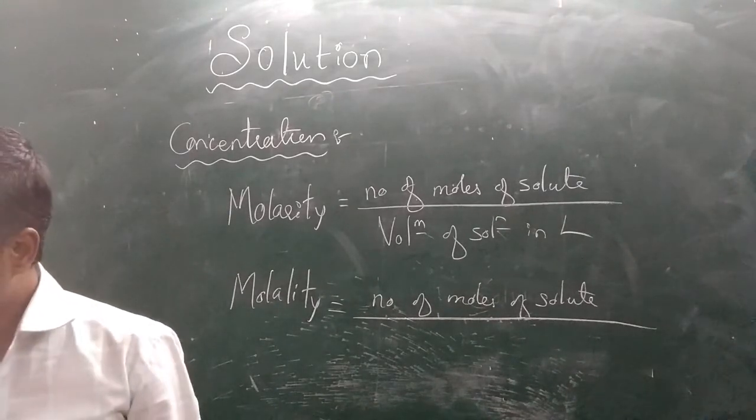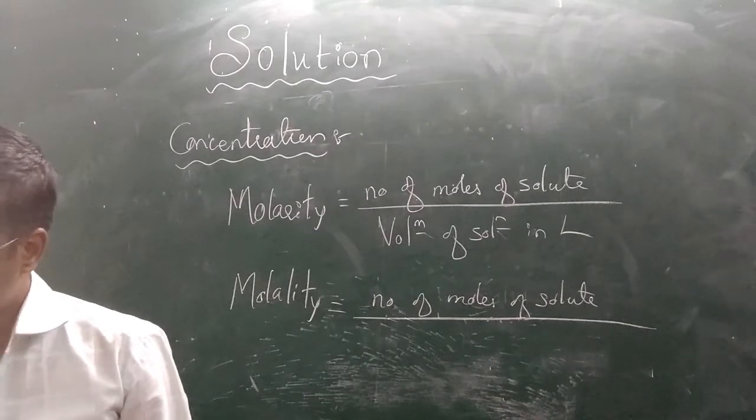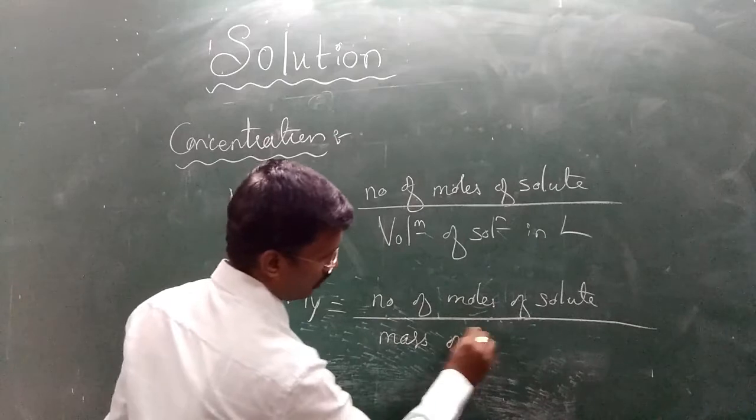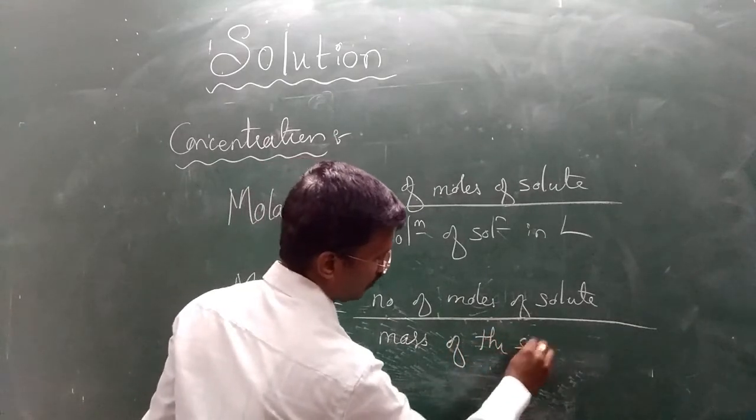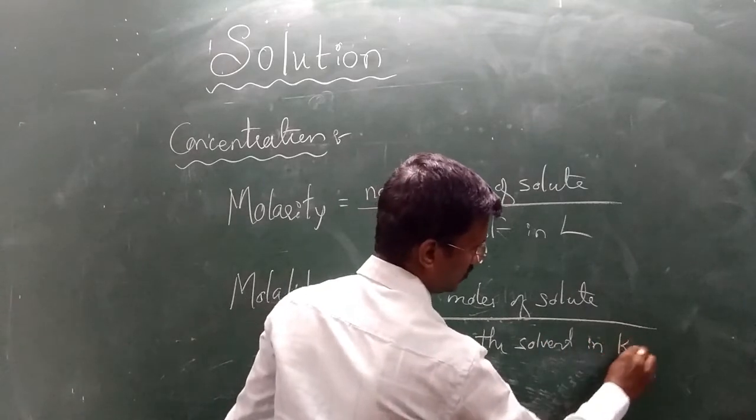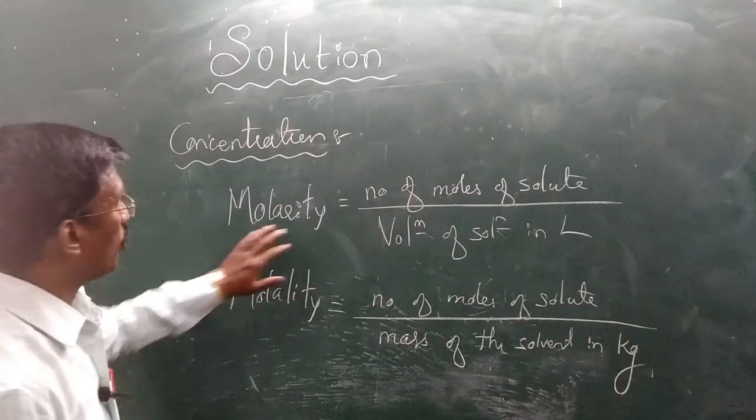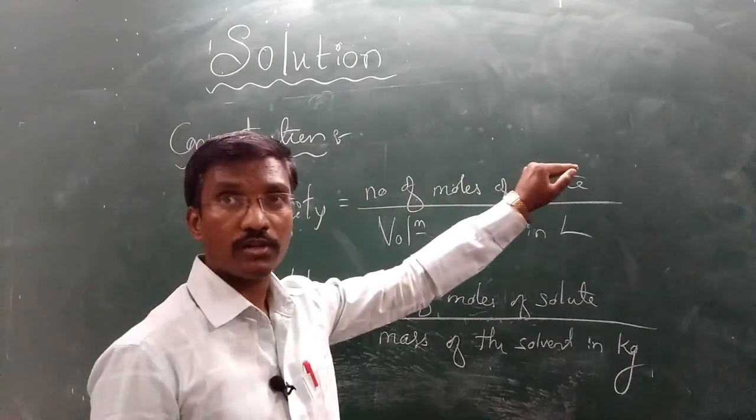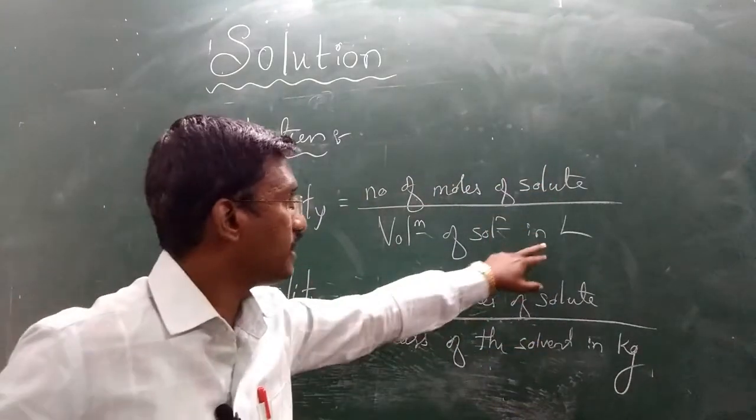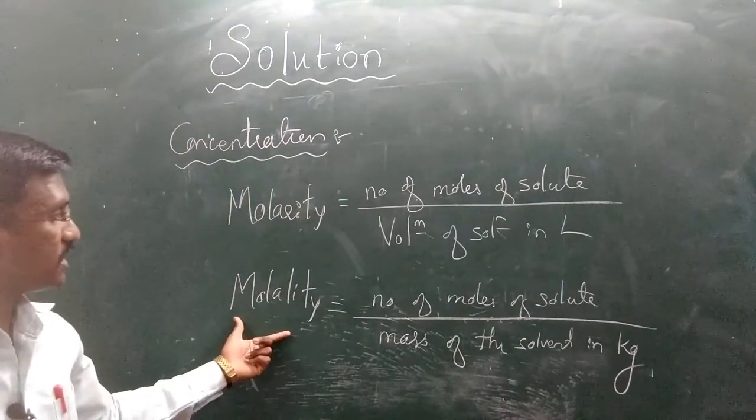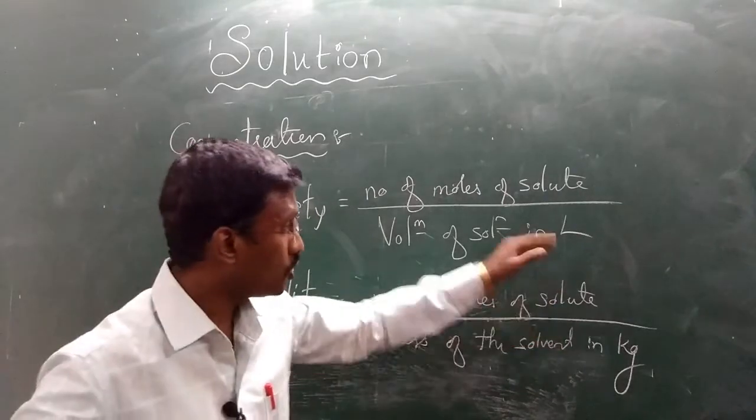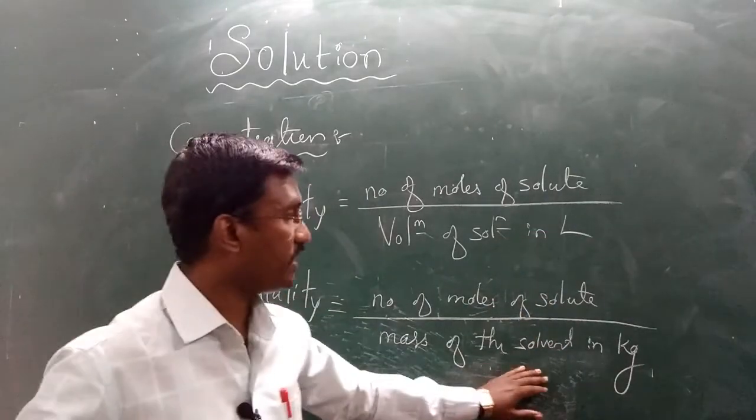Yes, exactly. It is defined as the mass of the solvent in kg. So it means molarity is nothing but the number of moles of solute in an overall solution, which is taken in a liter. Whereas molality is defined as the ratio of the number of moles of solute to the mass of the solvent in kg.